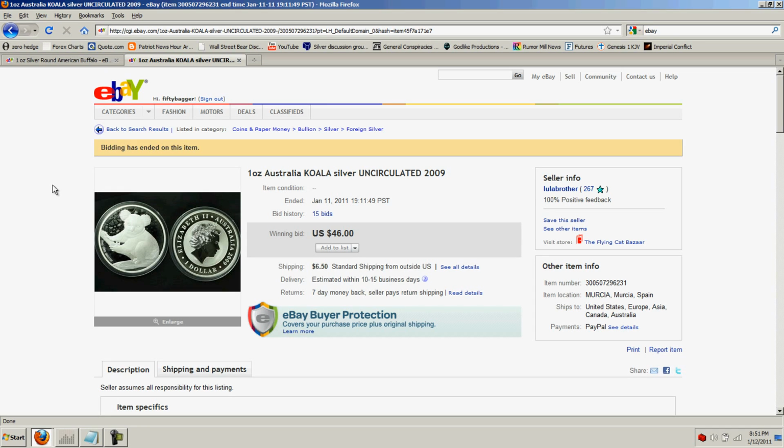so that at some point when I sell it, because I'm looking at different points in selling it. I might be looking at selling it next year. I might be looking at selling it in 5 years. I might be looking at selling it when silver's $1,000 an ounce.